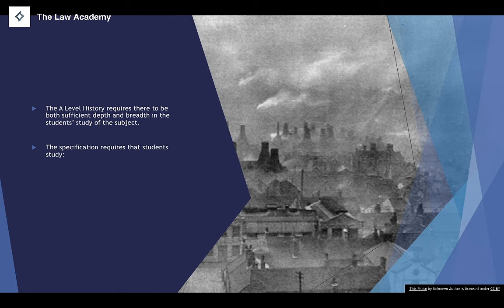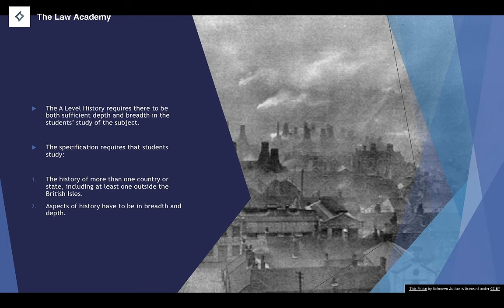So the specification requires that students study the history of more than one country or state, and this includes at least one being outside the British Isles. So you have to study either European history or an aspect of American history or Asian history, or even aspects of global history. Modules like the Cold War would be seen as a sort of global history, and also the module on international relations. Aspects of history again have to be done in the components between breadth and depth.